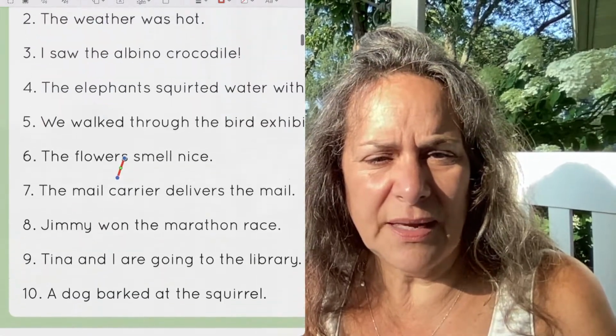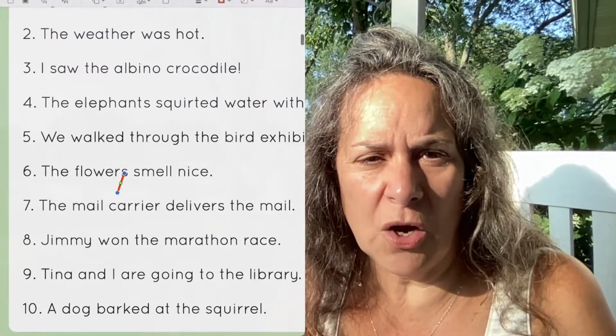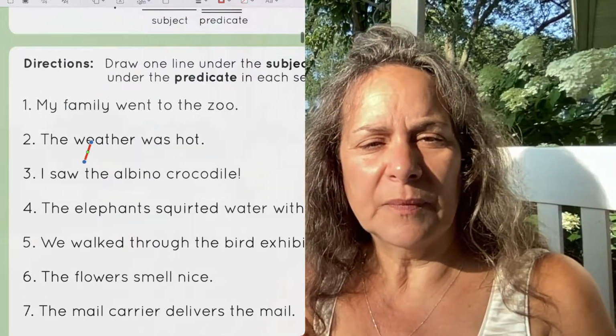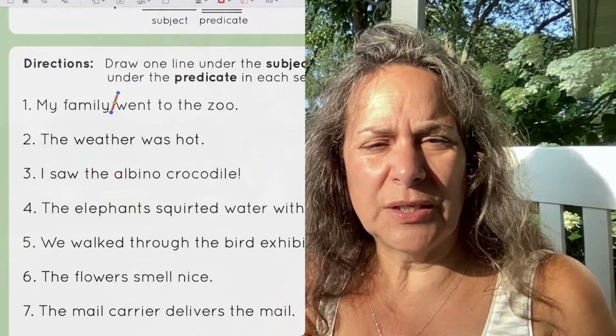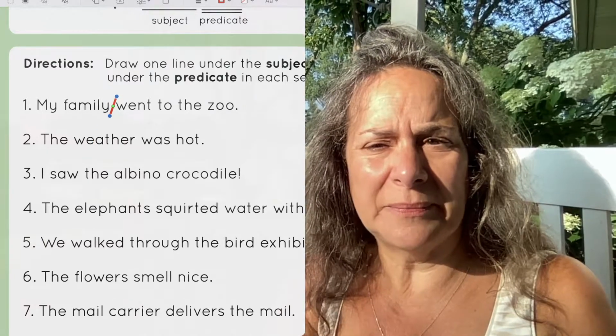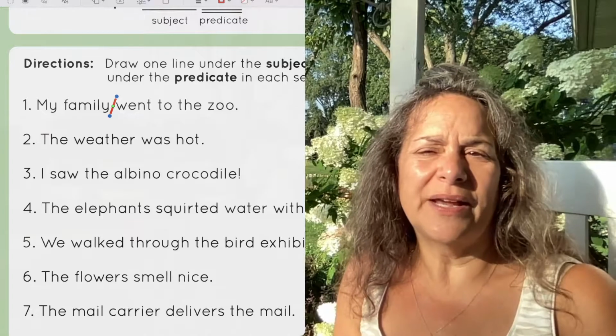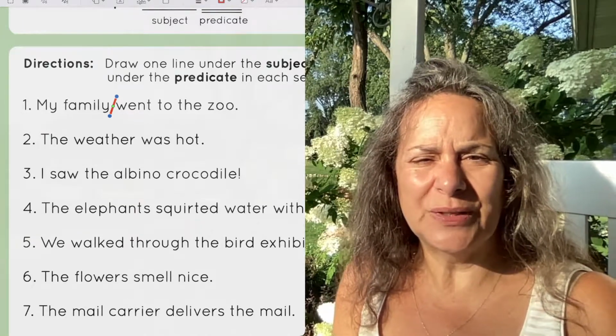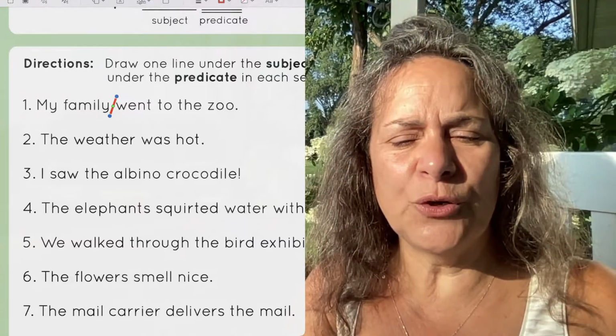All right, so same thing here. We want to also draw the line. My family went to the zoo. When did that action happen? My family went to the zoo. And you can do the underline if you want to.